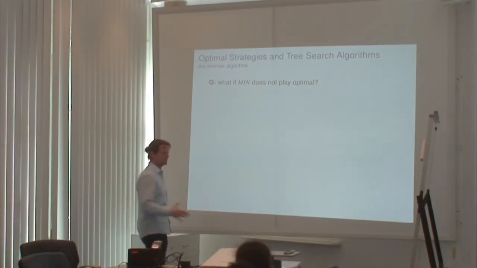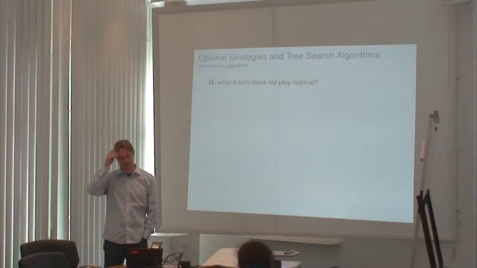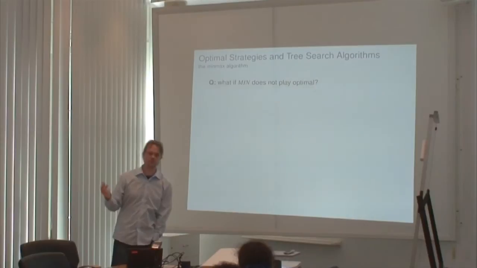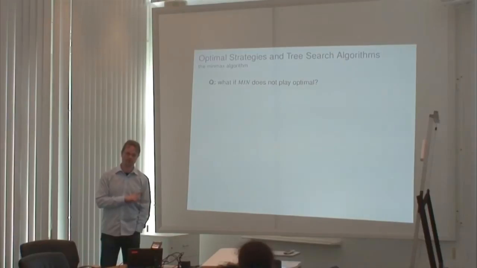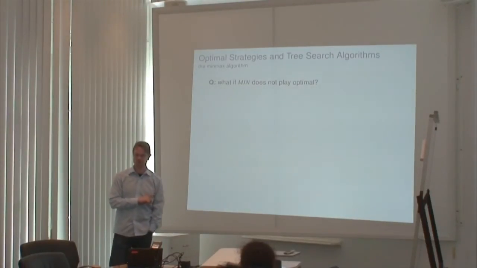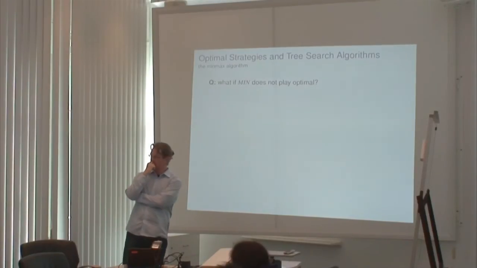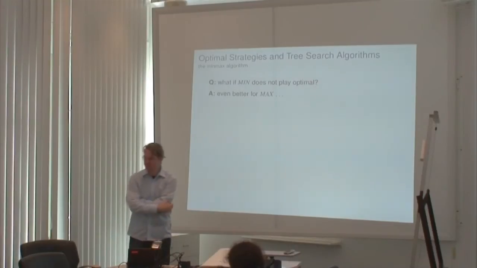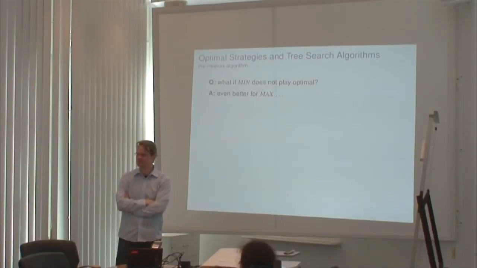In all of this, we did assume that the opponent plays optimally, right? That the opponent never makes a mistake. Now, what if our opponent was not that smart? How would that affect this way of deciding where to move? What happens if our opponent does not play optimally? Even better for us. Even better! Do we know why? It's actually even better for Max. You nailed it. Why would that be?